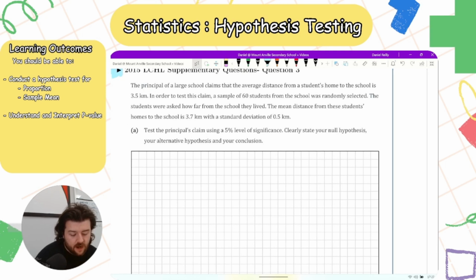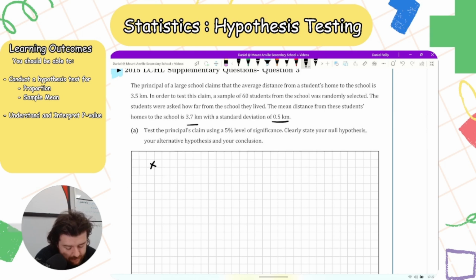The principal of a large school claimed that the average distance from a student's home to the school is 3.5 kilometers. In order to test this claim, a sample of 60 students from the school were randomly selected. The students were asked how far from school they lived. The mean distance from school to home is 3.7 kilometers and the standard deviation is 0.5. Test the principal's claim at a 5% level of significance.